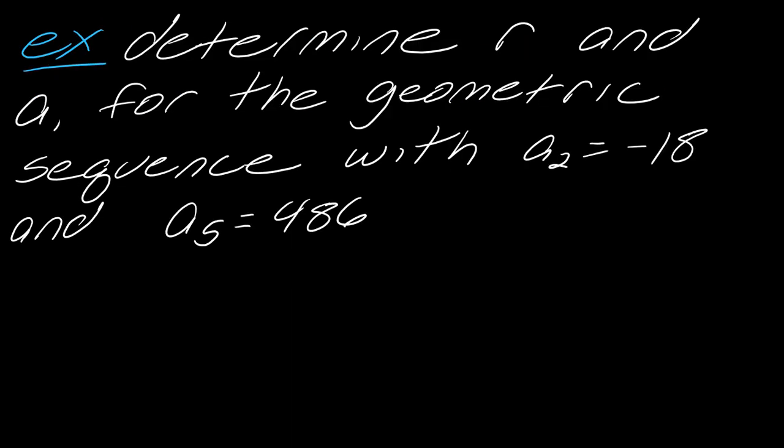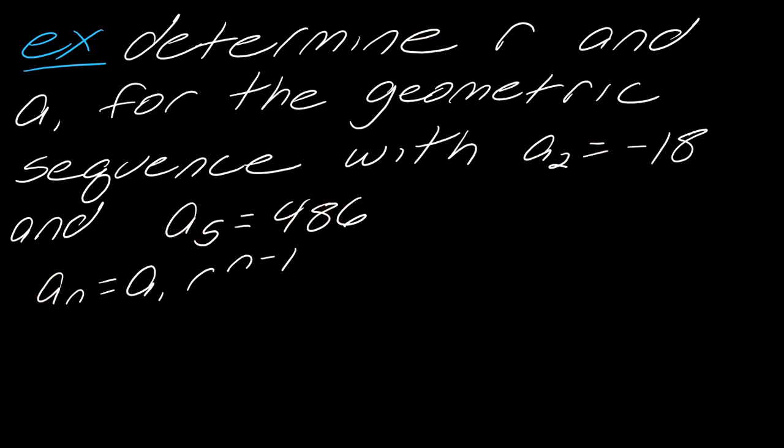Next, let's determine R, the common ratio, and the first term, A sub 1, for the geometric sequence with the second term, A sub 2, equal to negative 18, and A sub 5 equal to 486. We're going to leverage this concept, but modify it a little for our purposes. Notice I don't know what A sub 1 is, and that's what I'm trying to figure out. So instead I can use the idea here to work with the information I was given.